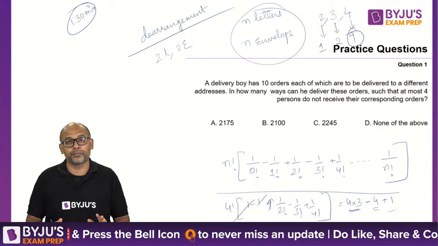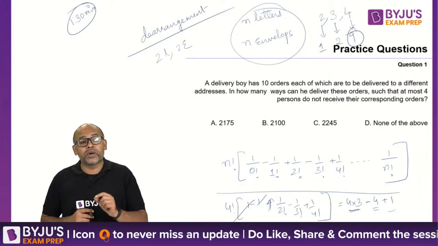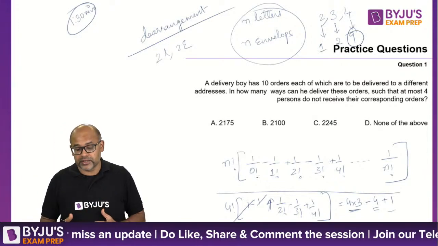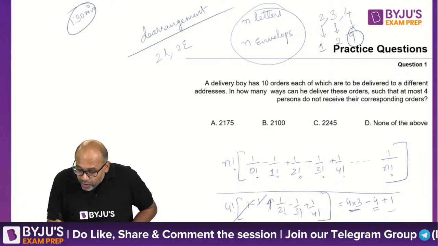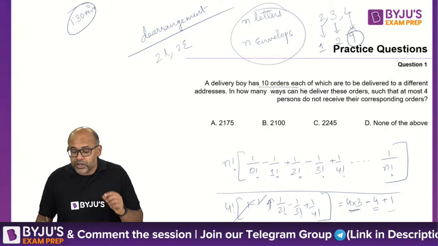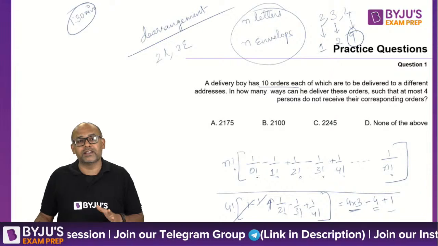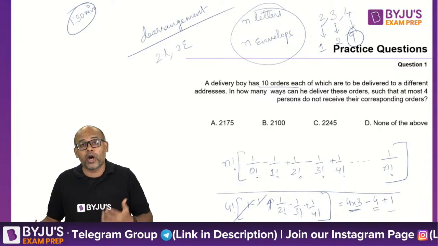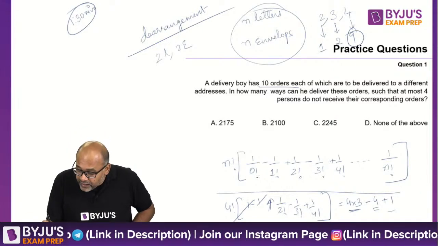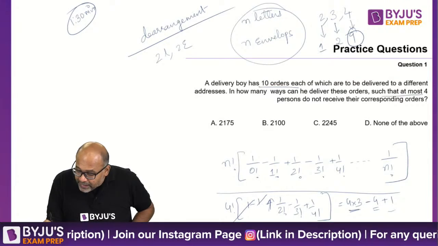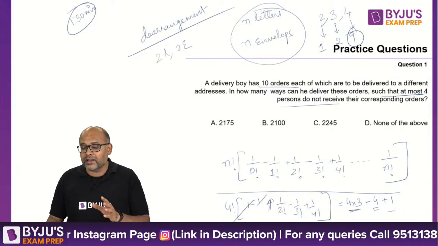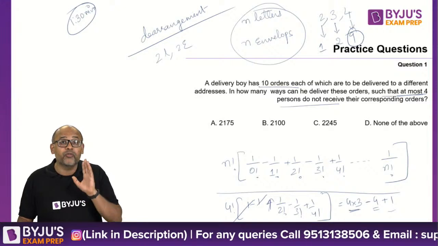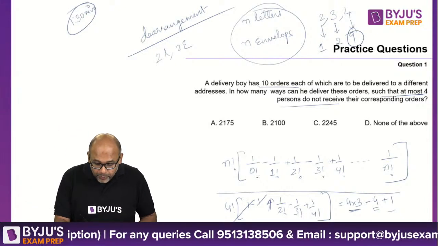At least till 4. Now, what does the question tell us? How do we use this concept in the question? A delivery boy has 10 orders, each of which is to be delivered to different addresses. It's the same thing as 10 letters and 10 envelopes. But we are supposed to do it in such a way that maximum 4 do not get the corresponding orders. Maximum 4, which means what are the possibilities?